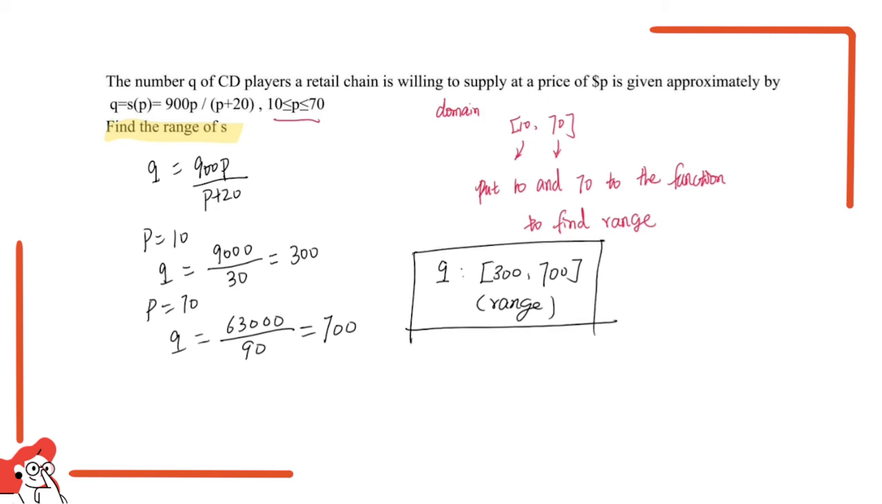Okay, so it's very straightforward. What we can take away from this question is how to find the range when the domain is given. We just input the specific numbers from the domain into the original function to find the range. For this question, we have 10 and 70 as the domain, and we input these two numbers to find the corresponding range, and that will be the range for our function.